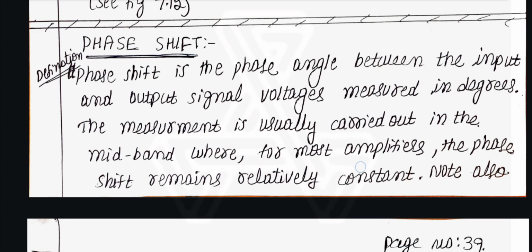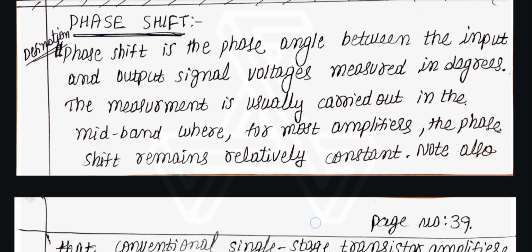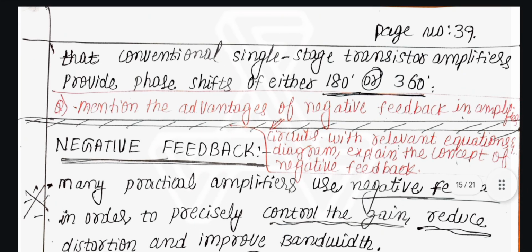Phase shift. Phase shift is a phase angle between the input and output signal voltages measured in degrees. The measurement is usually carried out in mid-band, where for most amplifiers the phase shift remains relatively constant. Note also that the conventional single-stage transistor amplifiers provide a phase shift of either 180 degrees or 360 degrees.